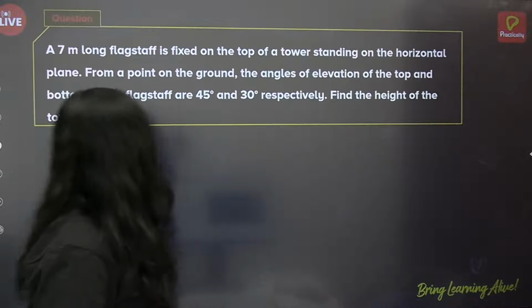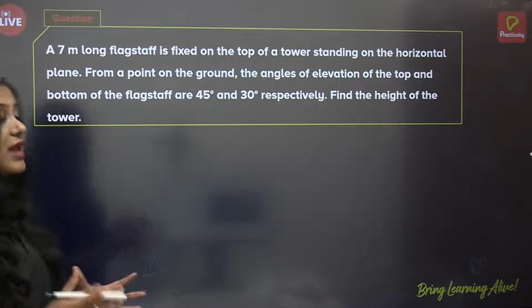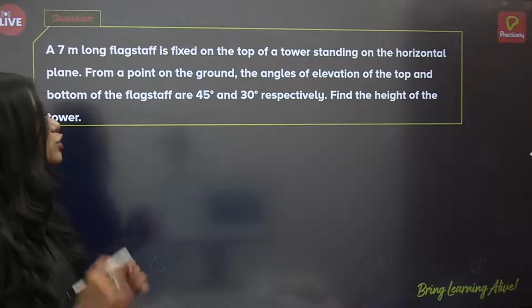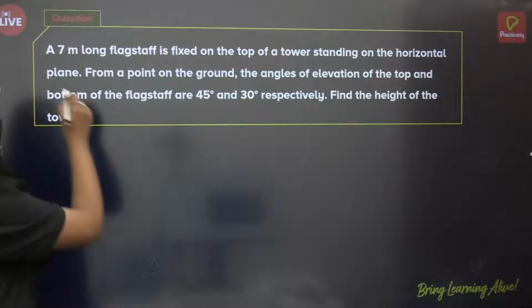Next, a 7 meters long flagstaff is fixed on the top of a tower standing on the horizontal plane.